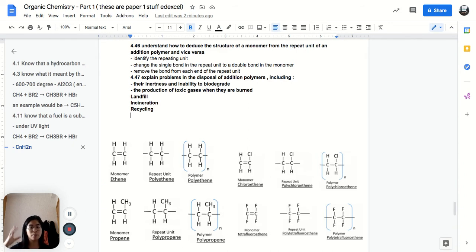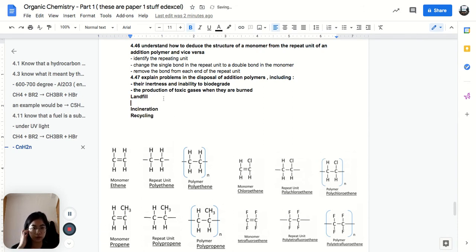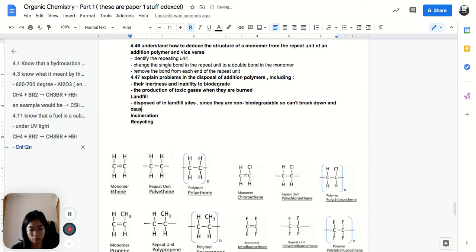4.47 is explain the problems in the disposal of addition polymers, including their inability to biodegrade and the production of toxic gases when they are burned. So for landfill, that's one of the problems. They are disposed of in landfill sites, since they are not biodegradable, so they can't break down and cause land to fill up.